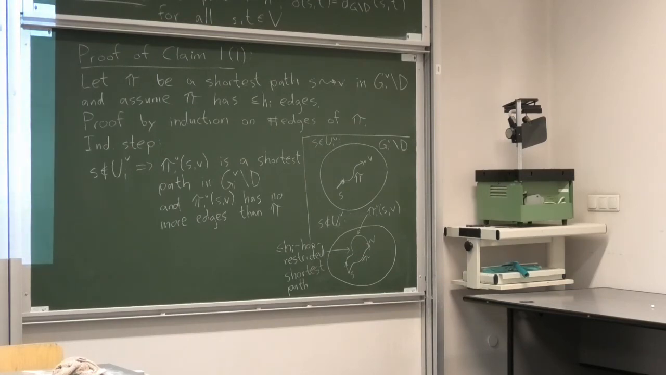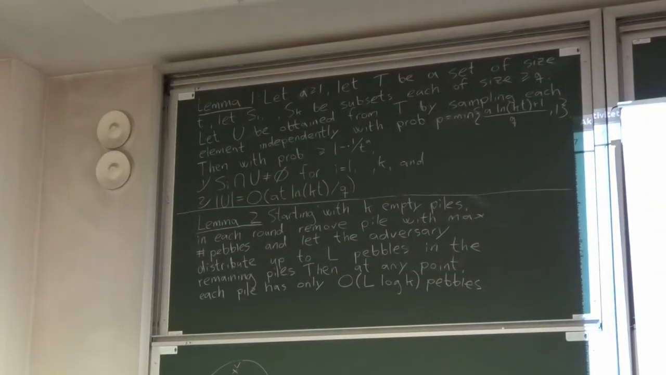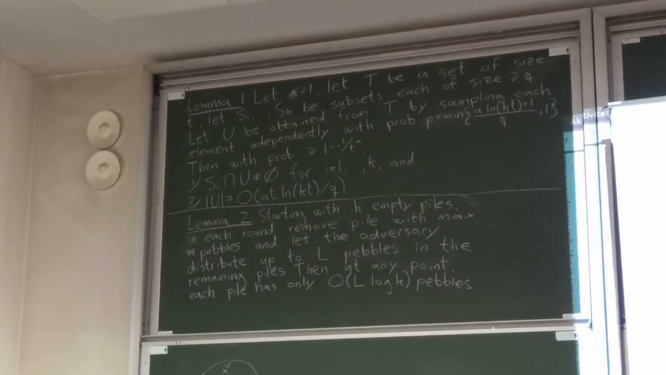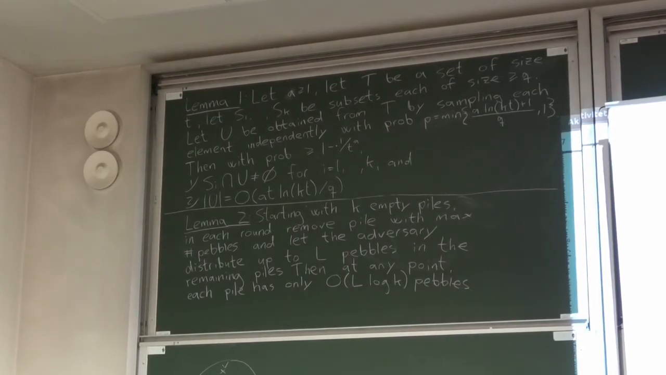So it's lemma one, right? It says that you have these subsets, if they are big enough, so if these subsets have size at least Q, then with high probability they are all hit by your sample set. And the sample set was exactly the set of centers. Those were the ones we sampled, right? So you can easily show from lemma one that claim two follows.